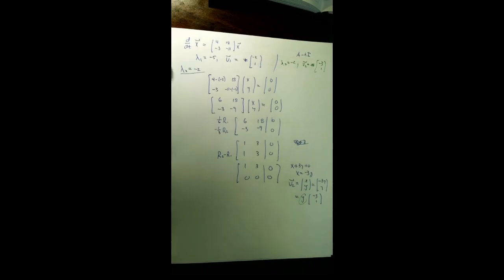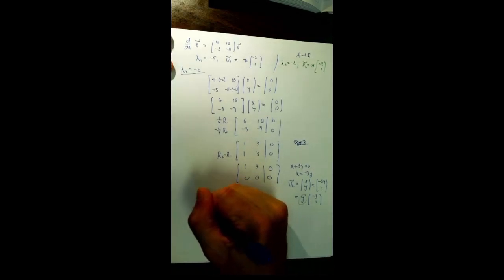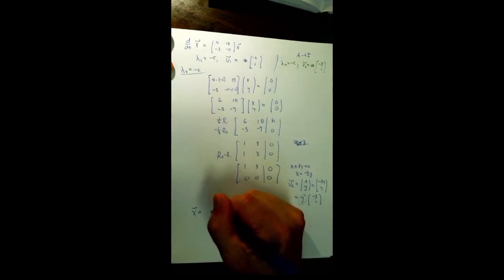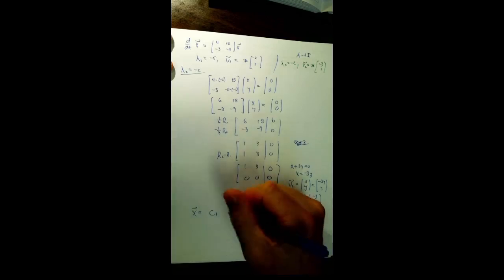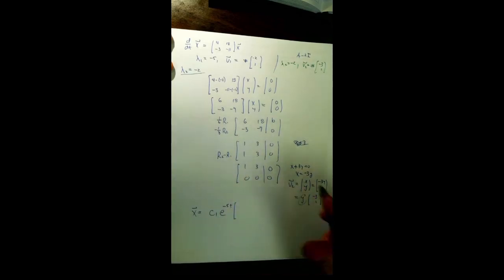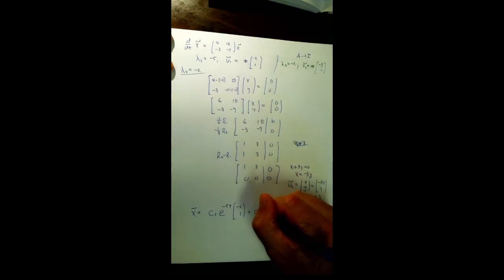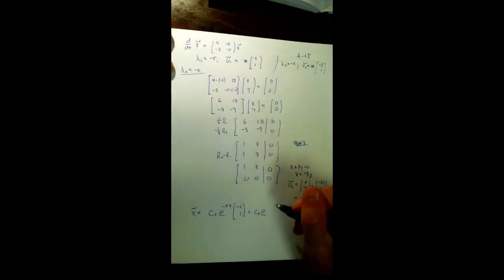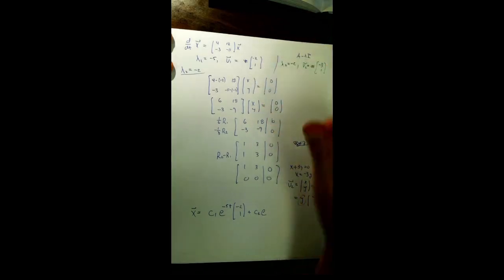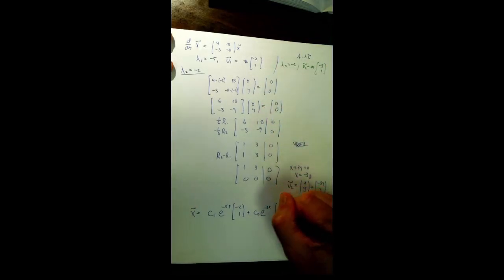So that means the solution to my differential equation is going to be any number, we'll call it c1, times e to the lambda 1 t, so that's minus 5t, and that was minus 2, 1. Then I'm going to have any number times e to the, for lambda 2, minus 2t, I have minus 3, 1.